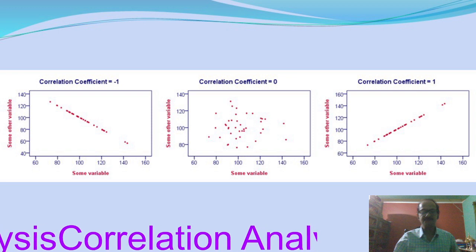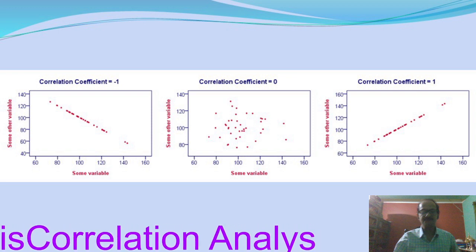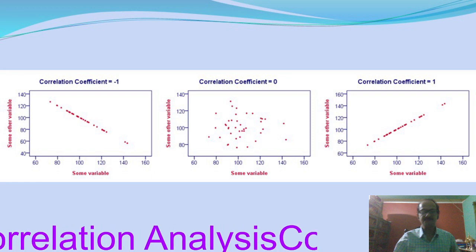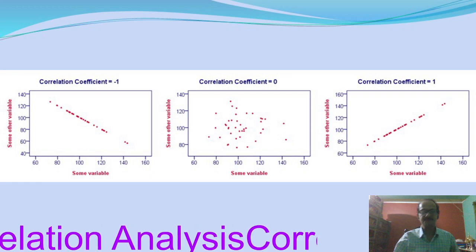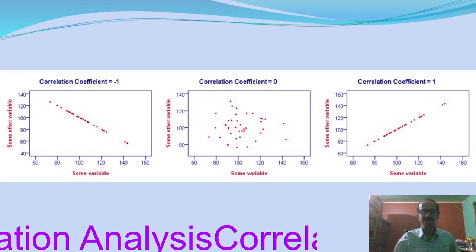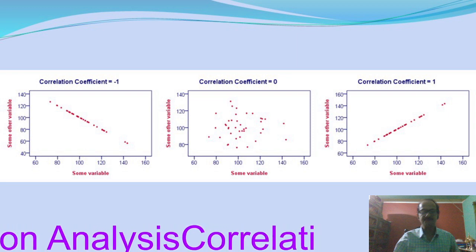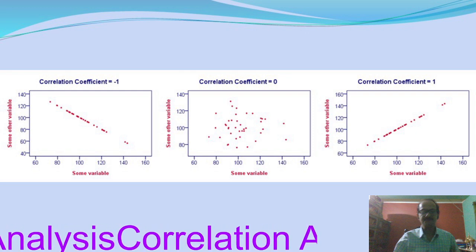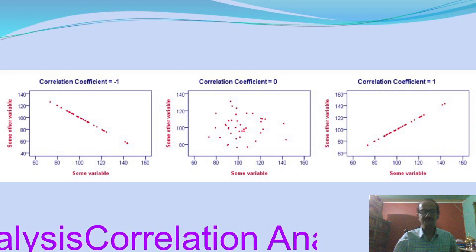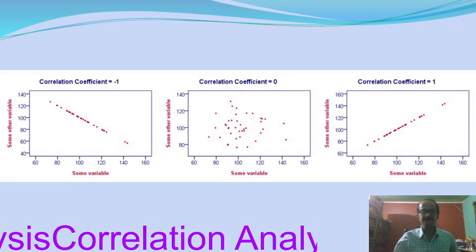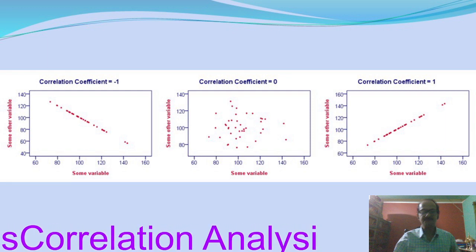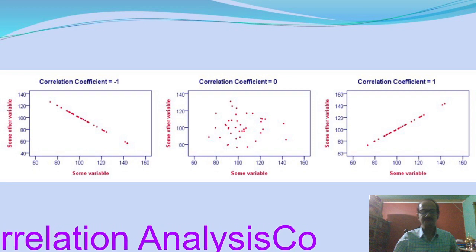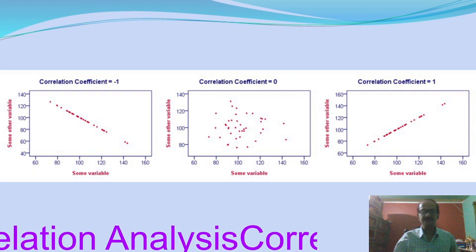In the third case, there is perfect positive correlation. Here the plotted points form a straight line and the trend is upward, that is, from the lower left hand corner to the upper right hand corner. So here the straight line goes upward. So this is the case of perfect positive correlation.